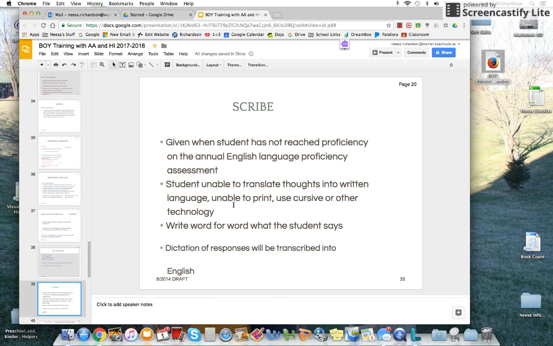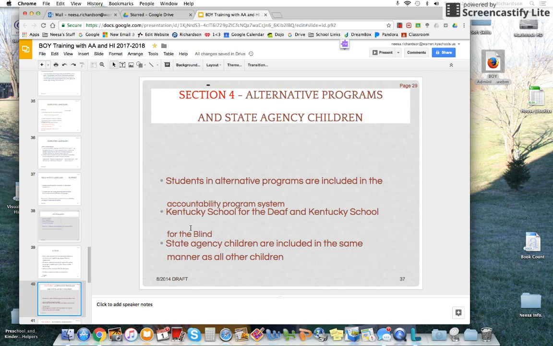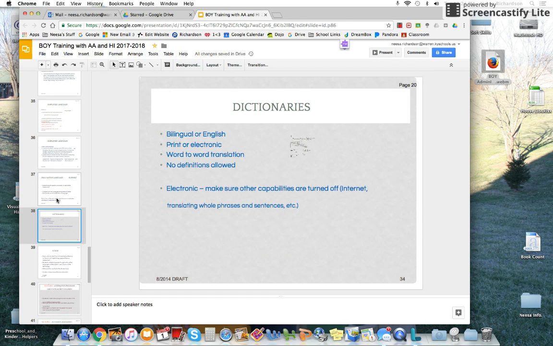Scribing, as mentioned before, it is word for word. Let the student put the punctuation and the capital letters in on their own, or they can tell you where they want it to go.